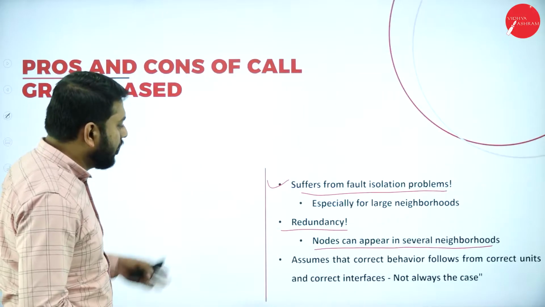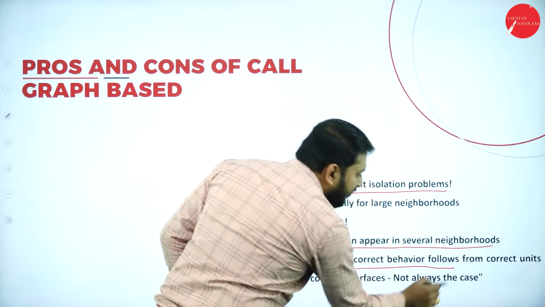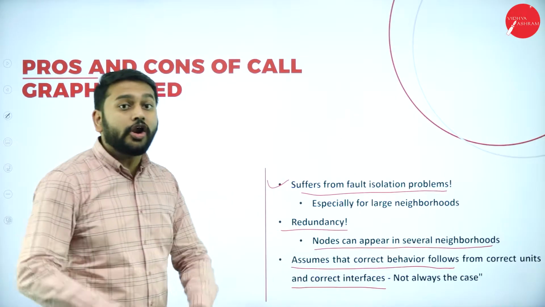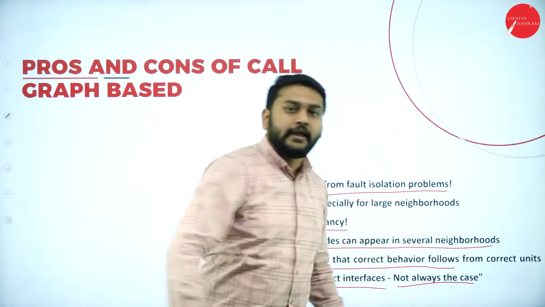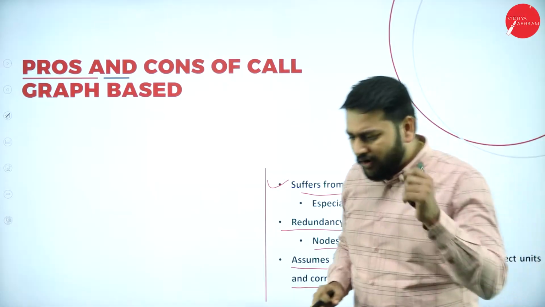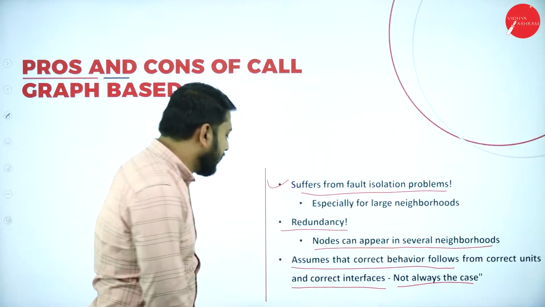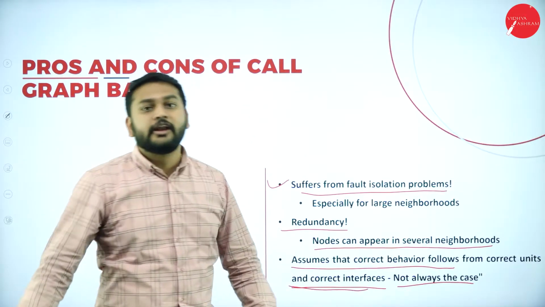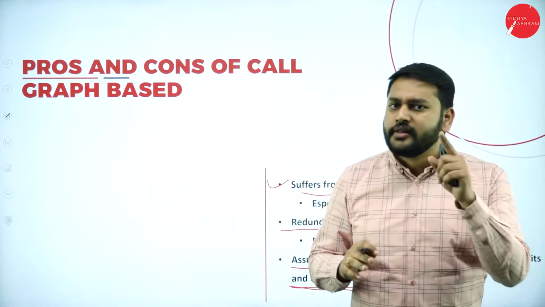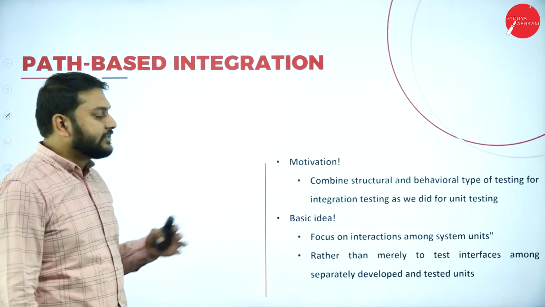So moving forward to the next point. So please understand, it assumes the correct behavior follows from the correct unit and correct interface. Not always the case. Remember this. This is one of the important points. Always you assume the correct behavior follows from correct units and correct interface. Not always everything will be correct. That's the most important point that you need to remember at this point of time.